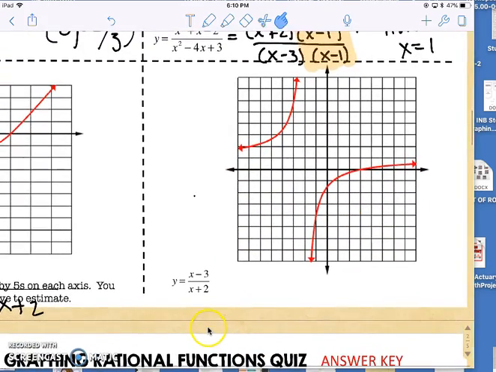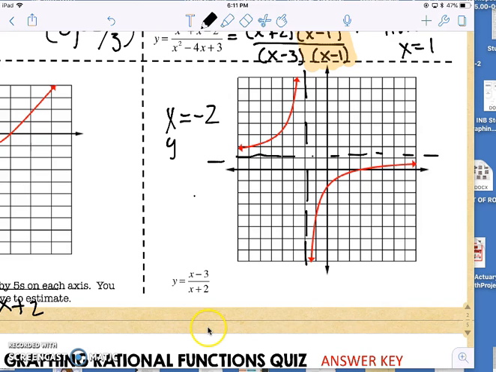Now let's look at this one and see what we can find. Okay, so there's an asymptote right here. Negative 2, well, that makes sense in our equation. In the denominator, x plus 2. There's one at y equals 1. And does that make sense? Well, yes, as x gets really big, those don't really matter. Minus 3 and plus 2, so x over x is 1. There aren't any holes.